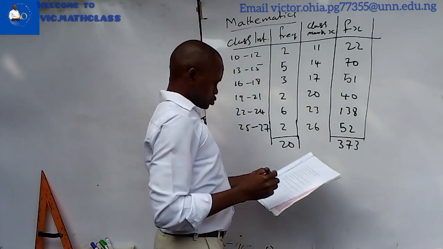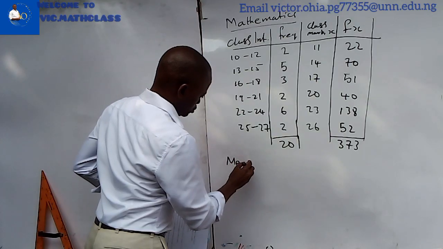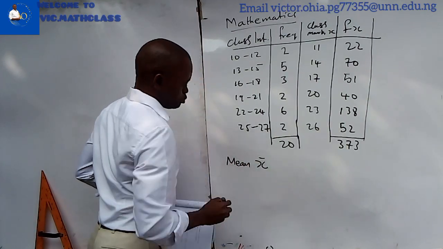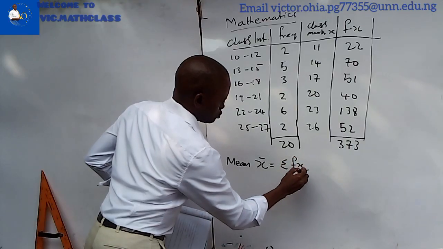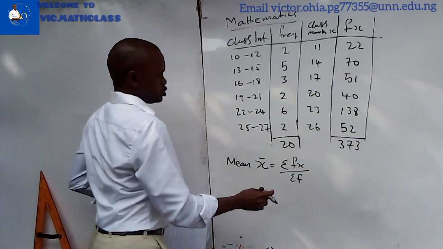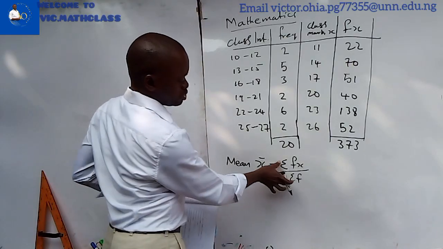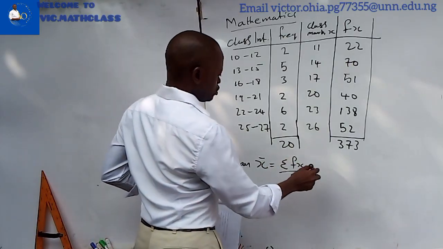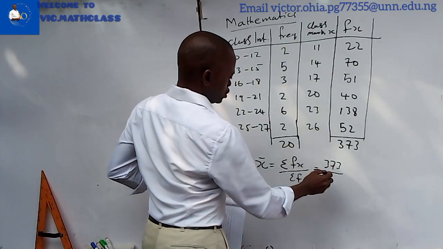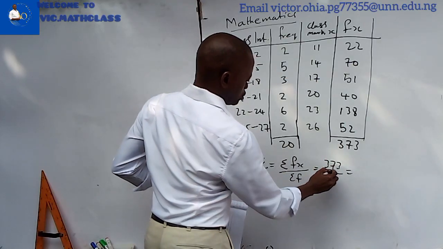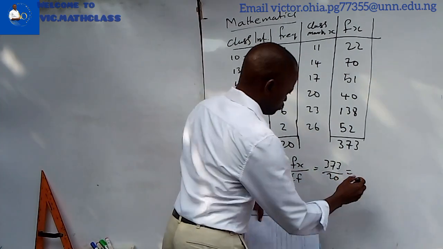Because you know that the mean, denoted by x bar, is the summation of fx over summation f, the sum of frequency times x over the sum of frequency. When I come back to statistics, I'm going to explain this in detail, where it is coming from. So this will be 373 over 20, and that gave me, by my calculation, 18.65.